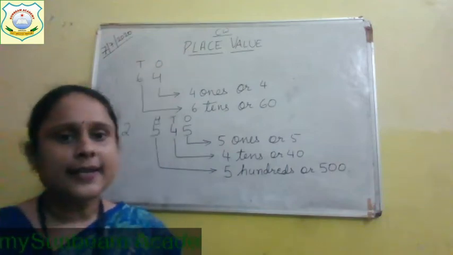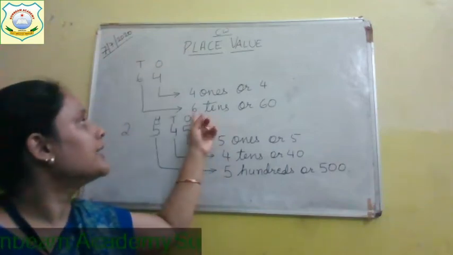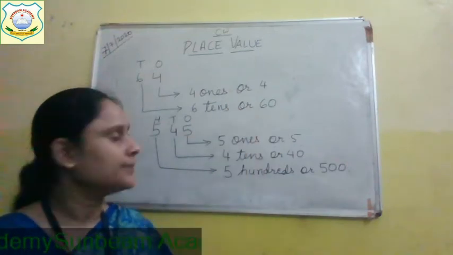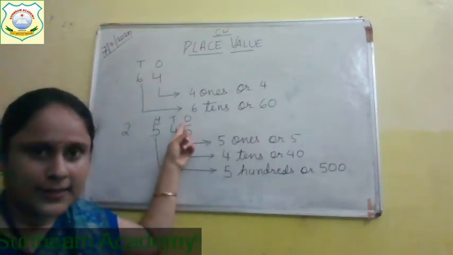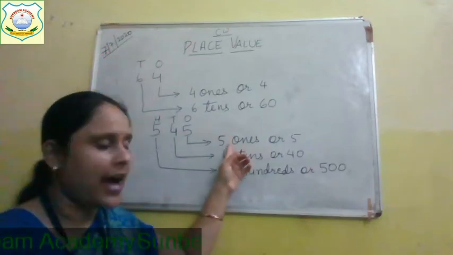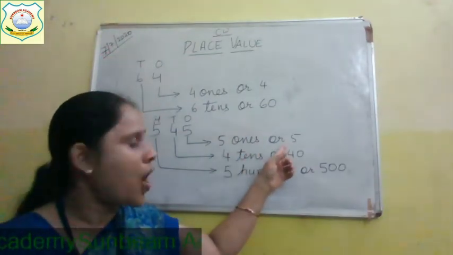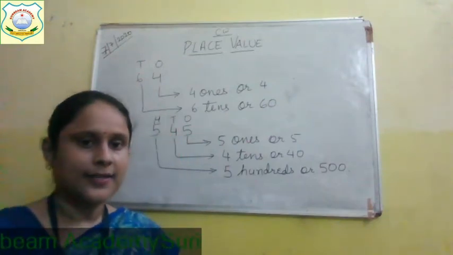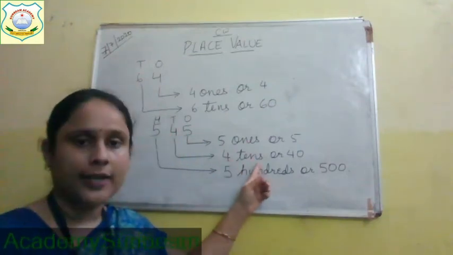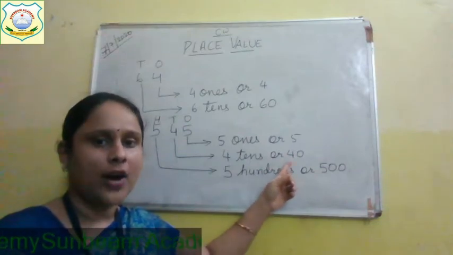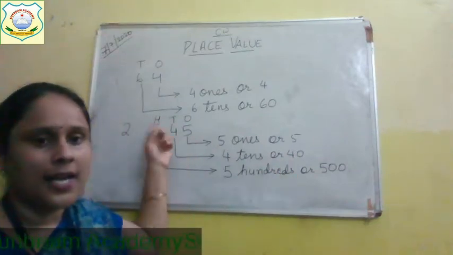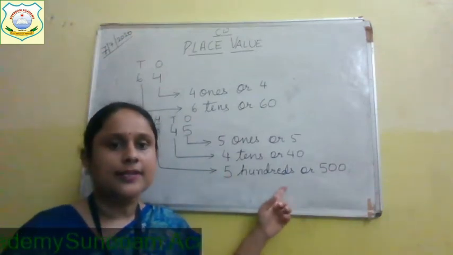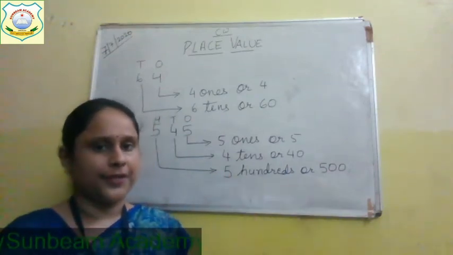6 is at tens place, so you will write 6 tens or 60. 5 is at ones place, so you will write 5 ones or 5. 4 is at tens place, so you will write 4 tens or 40. 5 is in hundreds place, so you will write 5 hundreds or 500.